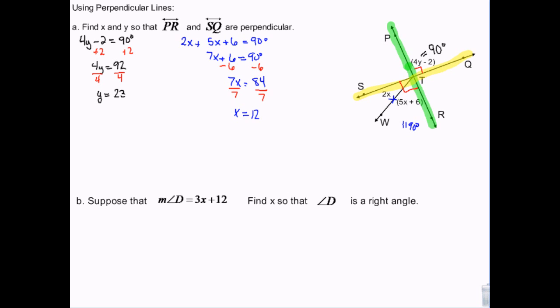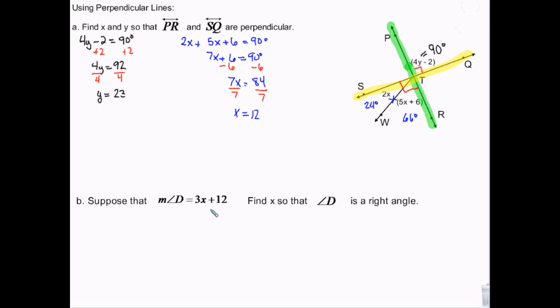Okay. So if I were to plug 12 into these, or 23 into this, that's how I could check this to make sure that it worked out. So if I plug in 12 here, I'm going to get 24. So this side would be 24 degrees. Take that out of the way. And then that's 60 plus 6, so this side would be 66 degrees, and if I add those together, I get 90. So that's how I can check myself. And here, when I plug in 23, I get 92 minus 2 is 90, so it works.